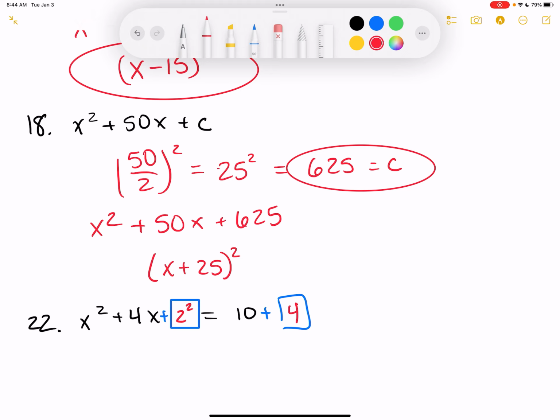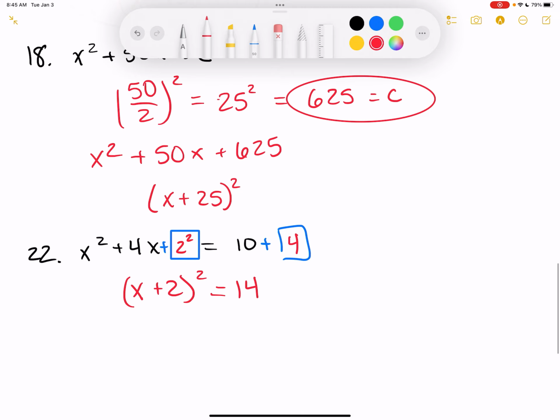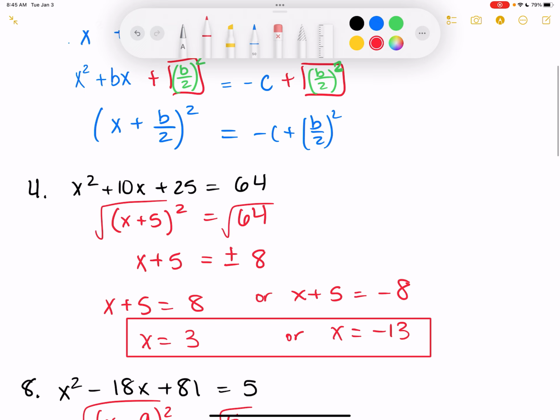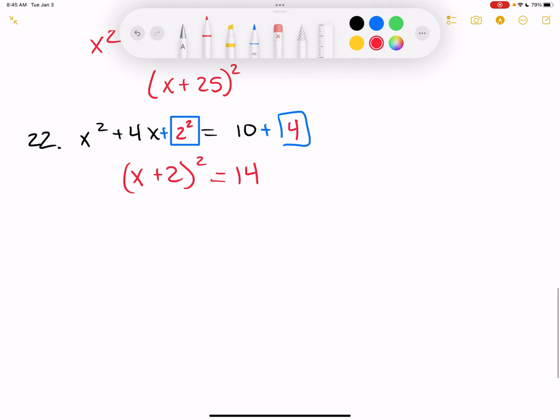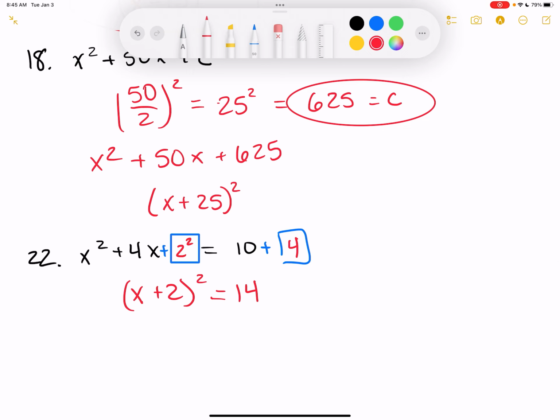So again, ignore the right side. What do I do with the left side to factor it? It's the perfect square trinomial. So what does that x plus factor 2 into? Squared. Okay, x plus 2 squared equals, and then 14. Now, we're back to first set of problems. So what do I do next? Square root. Yep, so square root of both sides. So x plus 2 is equal to plus or minus the square root of 14.